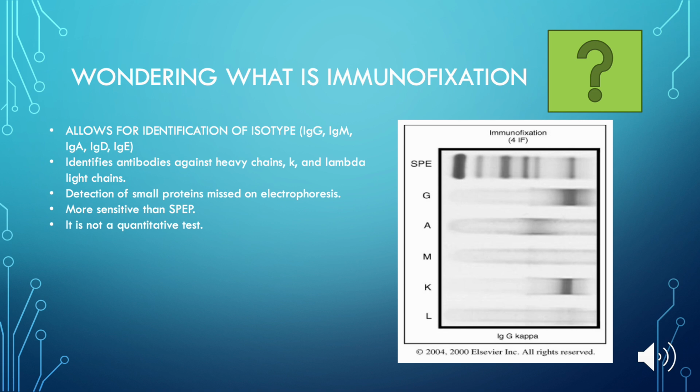Now we'll be discussing what immunofixation is. Again, it helps us to identify the isotype, IgG, IgM, IgA, or IgD. It's not a quantitative test. Instead, it tells the quality. It's a qualitative test, and it identifies the antibody against heavy chains, kappa and lambda light chains, and it also helps in detecting small proteins which might be missed on electrophoresis.